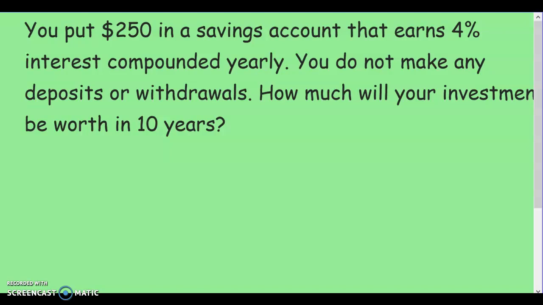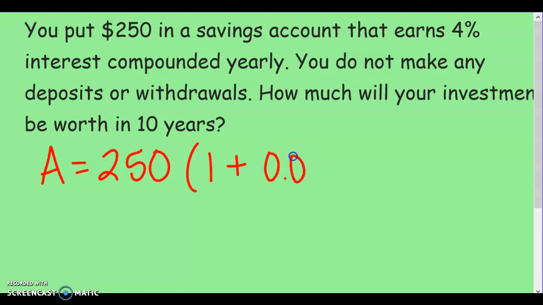So we need to set up the equation first. So A is going to equal my money that I end up with. P is my initial amount, in this case, it's $250. And then I'm going to take that times 1 plus my rate, which is 0.04. And that to the T would be how many years we have, so it's to the power of 10.